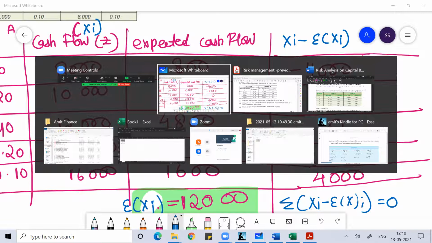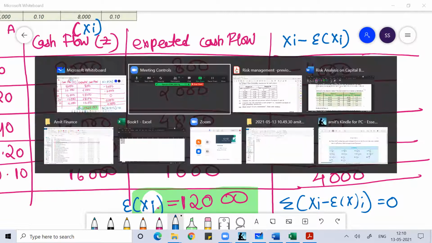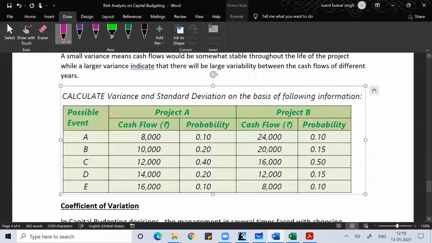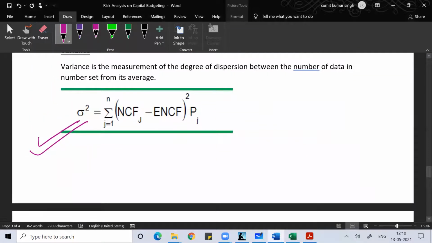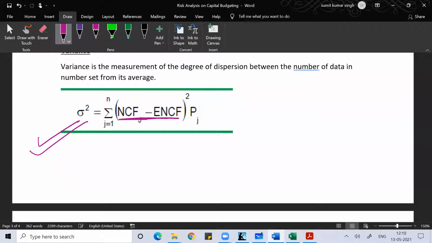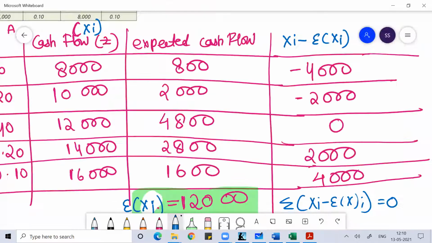If you observe the formula here, with the formula you can understand. So I have found this value: net cash flow minus expected net cash flow. That is what I'm trying to do.